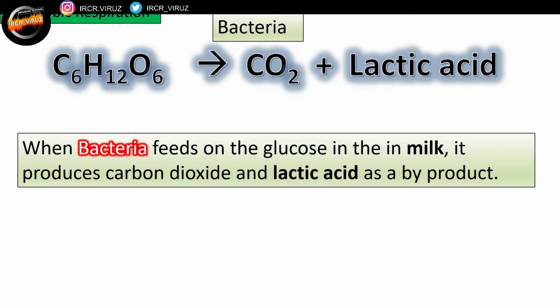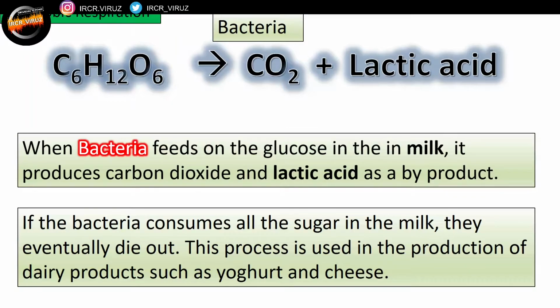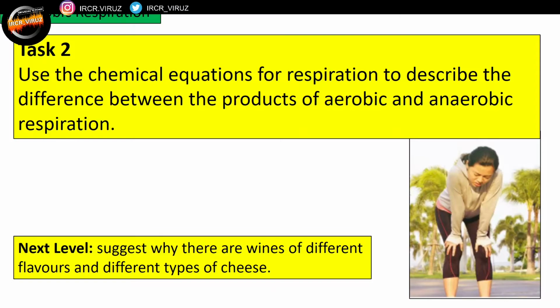Normally milk actually has lactose, which is a different type of sugar, but for the purpose of understanding it, we would just say glucose. Okay, if the bacteria consume all the sugar in the milk, they will eventually die out. This process is used in the production of dairy products such as yogurts and cheese. Now task number 2. Use the chemical equation for respiration to describe the difference between the products of aerobic respiration and anaerobic respiration. And then if you want to take it to the next level, suggest why there are wines of different flavors and different types of cheese.